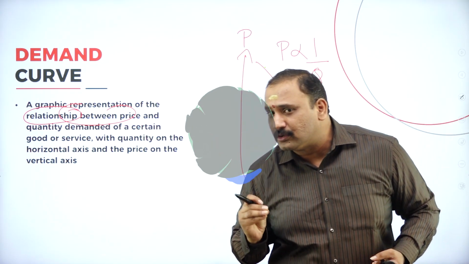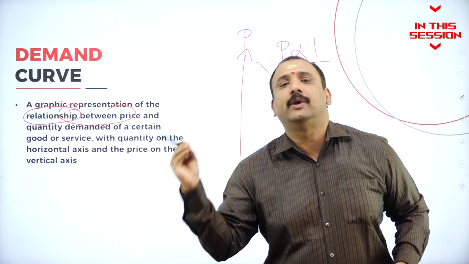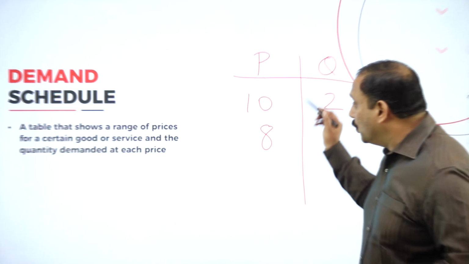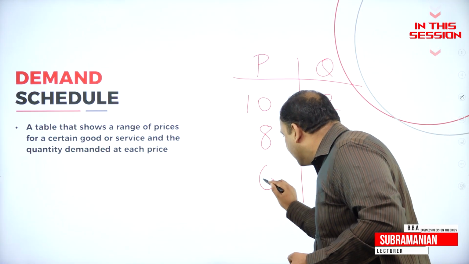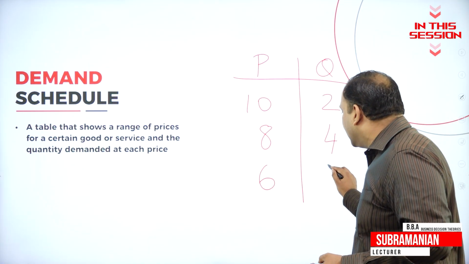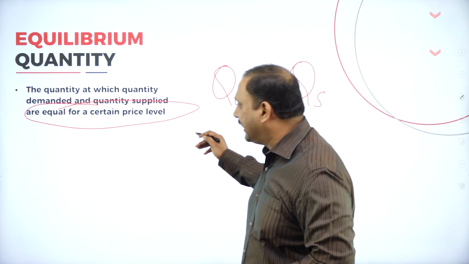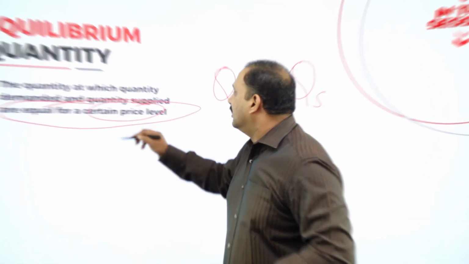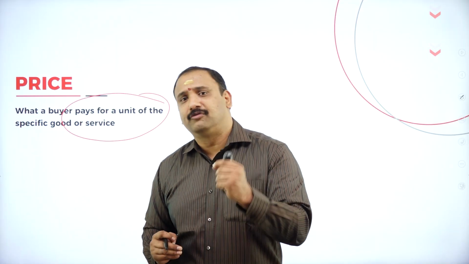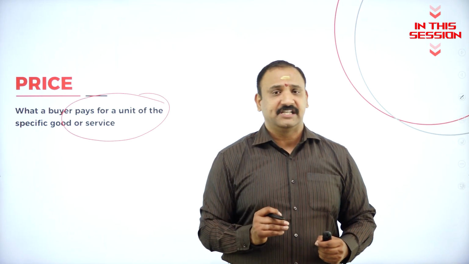You are not going to talk about it in an actual manner altogether. When the price of the product becomes 6, the quantity will become 6. The quantity demanded and quantity supplied are equal for a particular unit of good or service is the price.